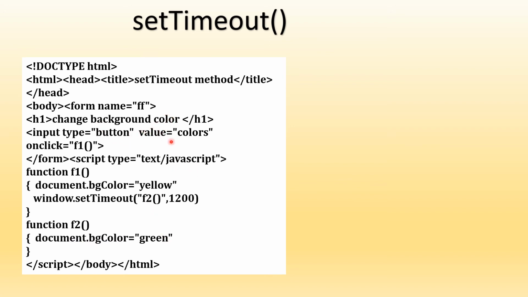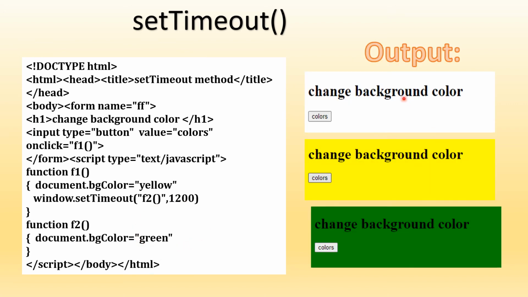My H1 and the button. If I click on the button, I'll get the yellow color. And after 1.2 seconds, what will happen? Immediately, it will change into green color. We'll see. See, this is what I get. I click on colors. Immediately, I'll get yellow color. And after that, this automatically happens.